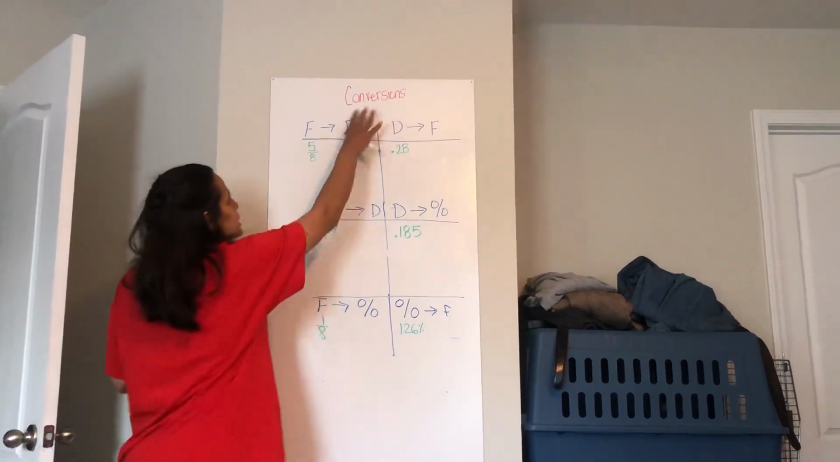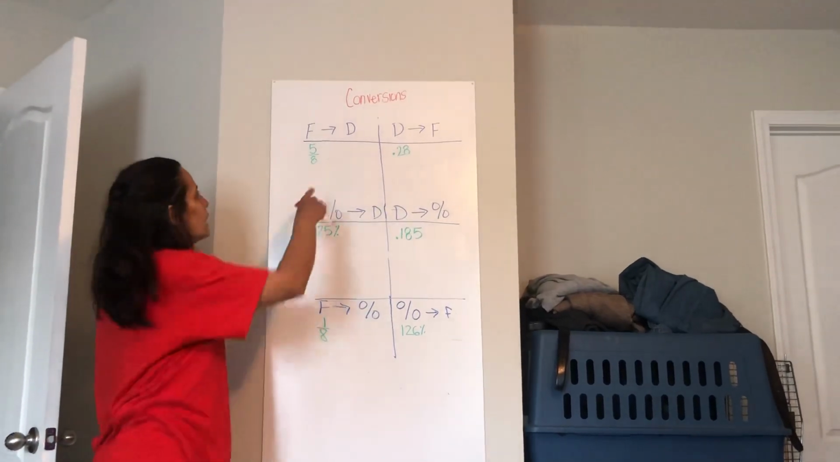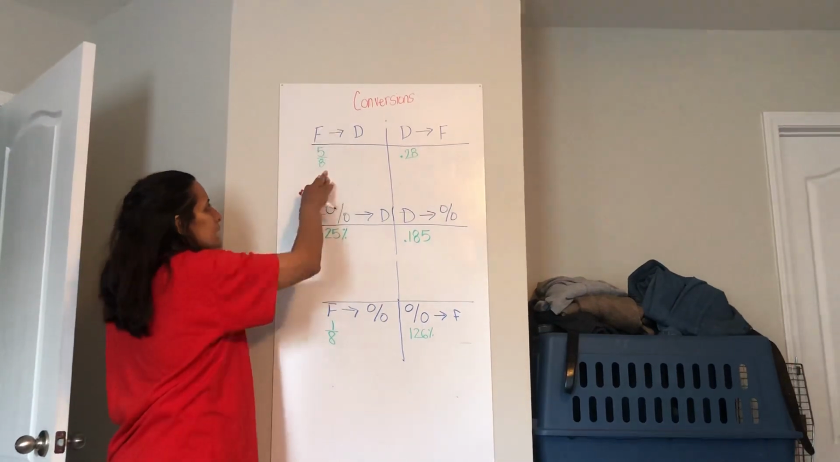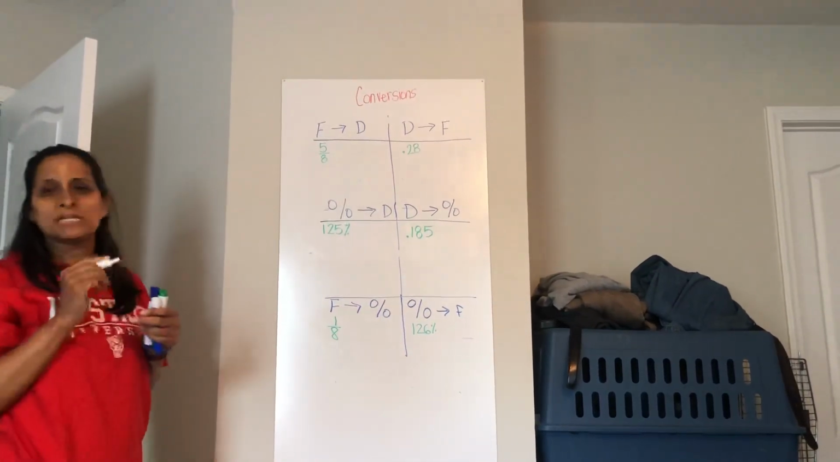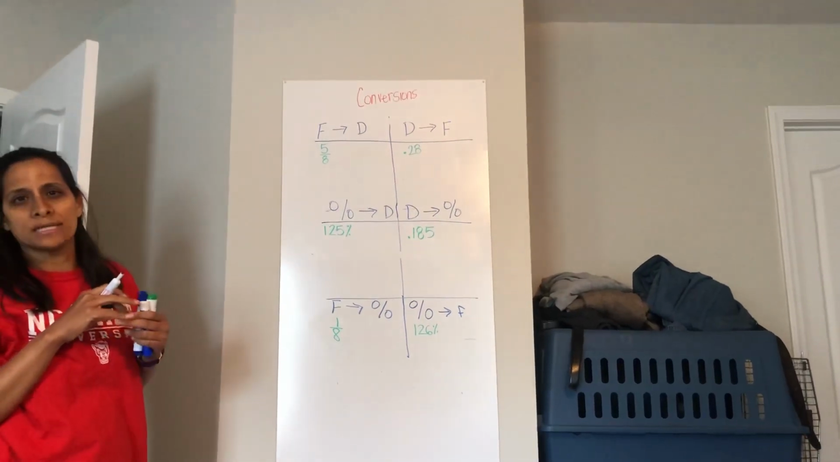So today we're going to talk about how to convert rational numbers in different ways. The first thing that we're going to talk about is fractions, taking a fraction to a decimal. I'm going to give you a couple of minutes. You need to copy down this chart so you have this chart as a reference.